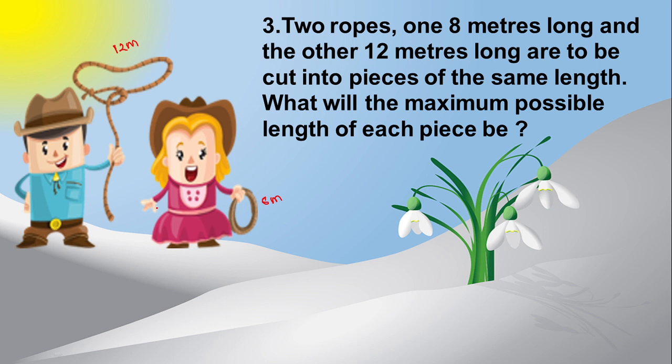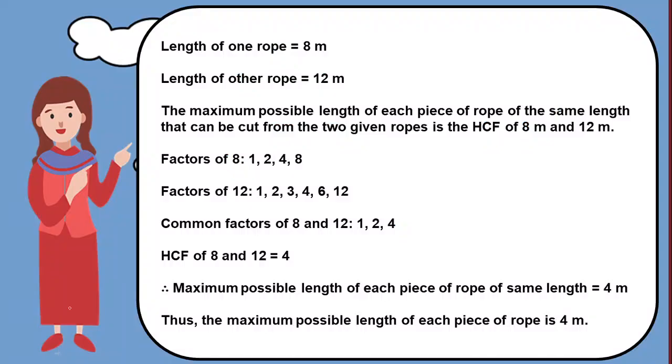Now children, we have already solved the ribbon example. So what did we do? We took the HCF of 12 and 8. So let's start. Length of one rope is 8 and another one is 12. And the maximum possible length of each rope piece will be the HCF of 8 and 12. Whenever we are finding HCF, first write the factors. Here we have factors of 8: 1, 2, 4 and 8. Then factors of 12: 1, 2, 3, 4, 6 and 12.